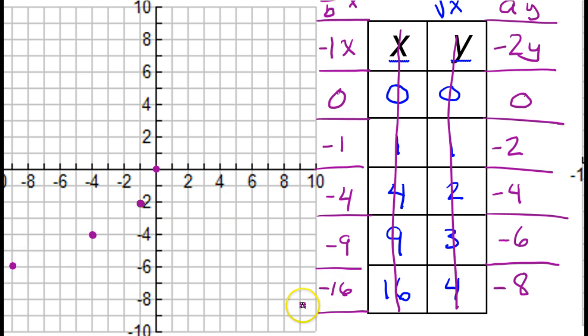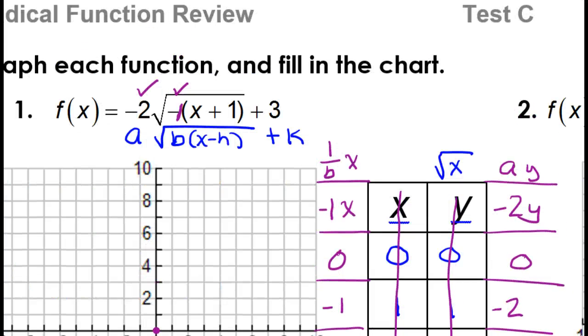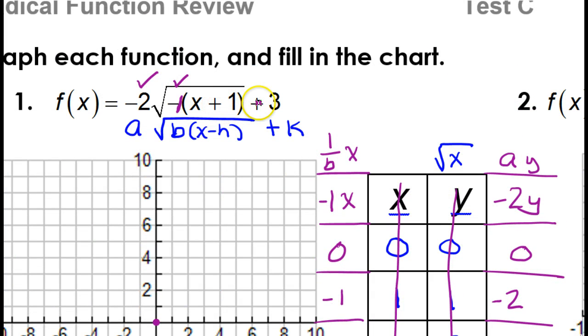All right, and of course we can't fit the -16 because it's a bit too far. So this is what we have. Now I'm not going to connect these dots. I'm just going to leave it as a skeleton, because what we have not yet done is the +1 and the +3.